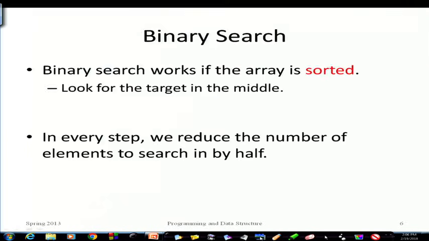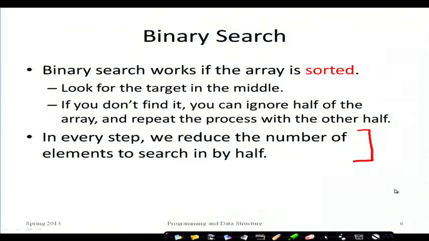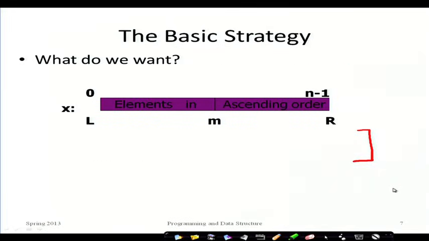Let us look at this in a little more detail. In every step we reduce the number of elements by half. I think this statement is clear now. If you do not find it, you can ignore the half of the array and repeat the process. So, now let us look at this basic strategy. What do you want?